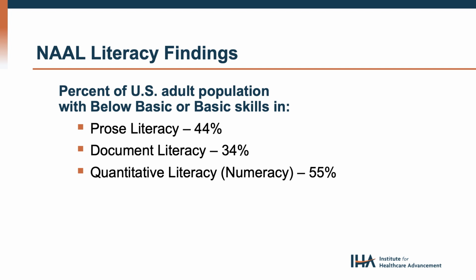Document literacy. This is your ability to find information on a page, whether this is a dosing chart, a map, a BMI chart, some kind of form where you have to fill in information or get information. Document literacy is even lower. That's at 34% of people fall into the bottom 2 categories. About 1 in 3 fell into the bottom 2 categories. And then quantitative literacy or numeracy, which we talked about earlier. This is your ability to use numbers to understand and evaluate risk, those sorts of things. 55%, more than half of the adult population are in the bottom 2 categories in terms of quantitative literacy or numeracy.